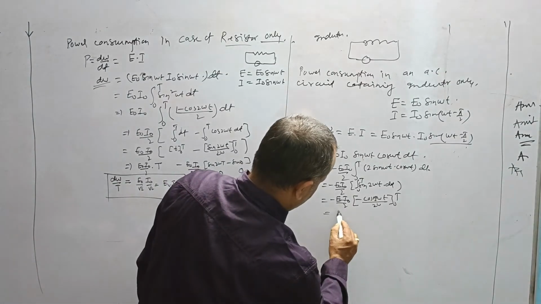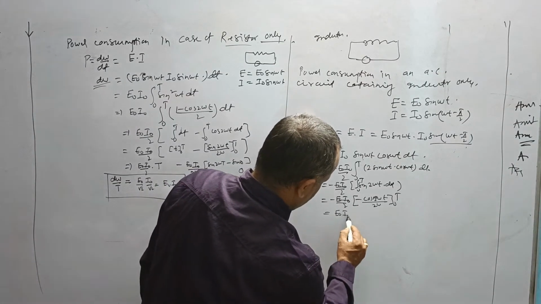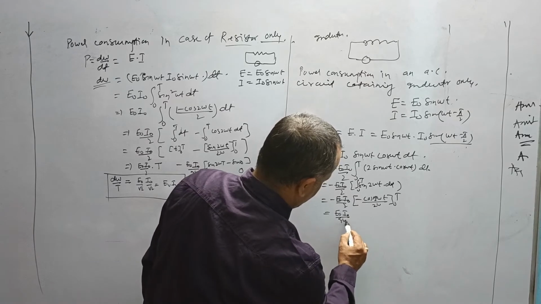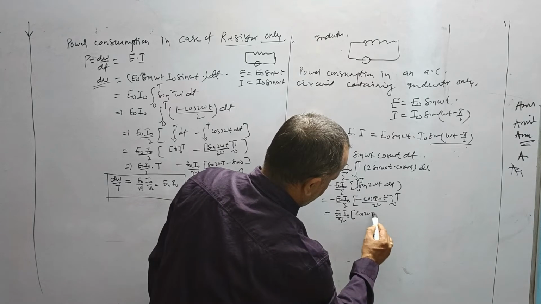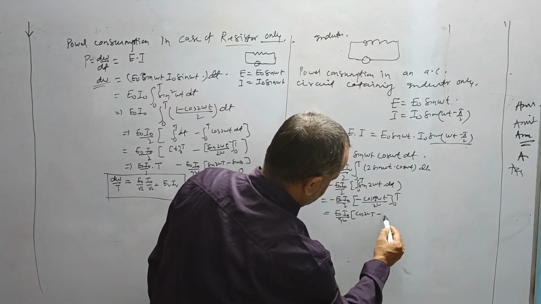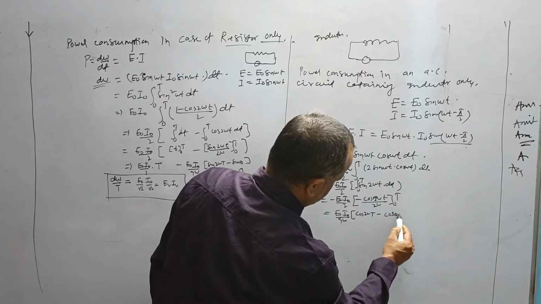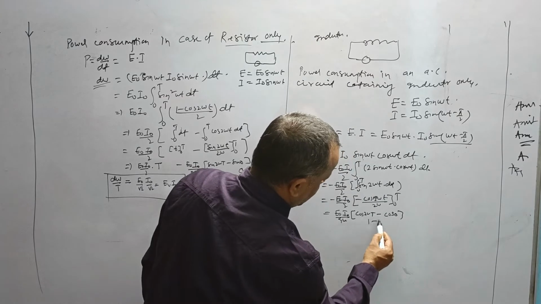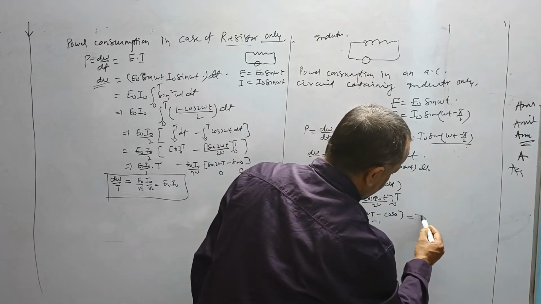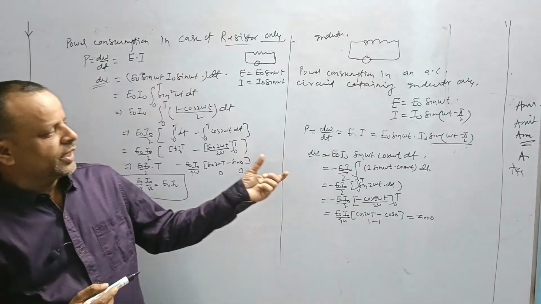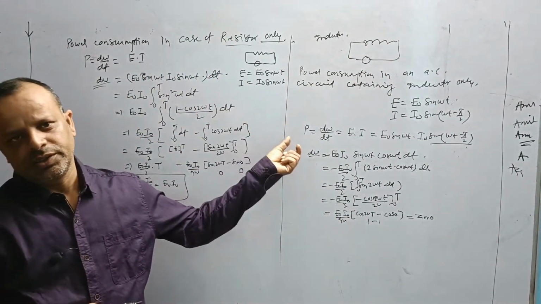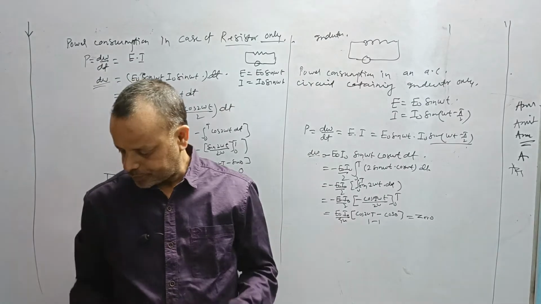See what will happen over here. When we place these values, it is coming out to be E naught I naught upon 4 omega, cos 2 omega t minus cos 0. And both are 1. 1 minus 1. So, the power consumption in the case of a circuit containing inductor only is going to be 0.